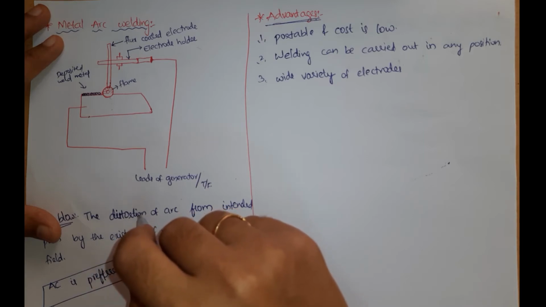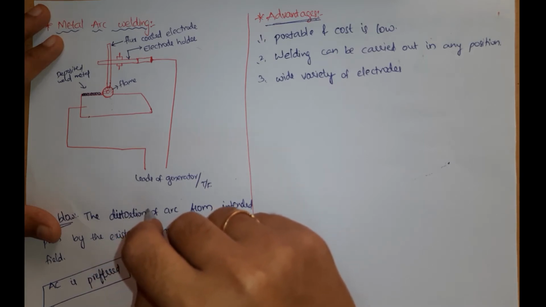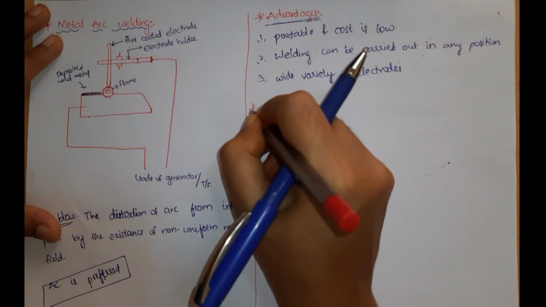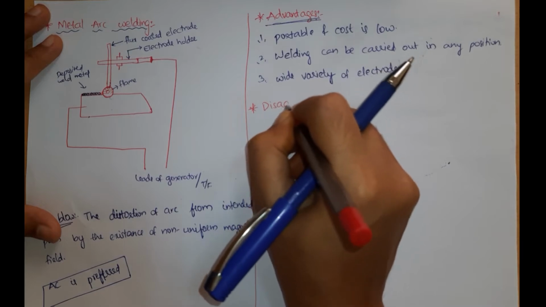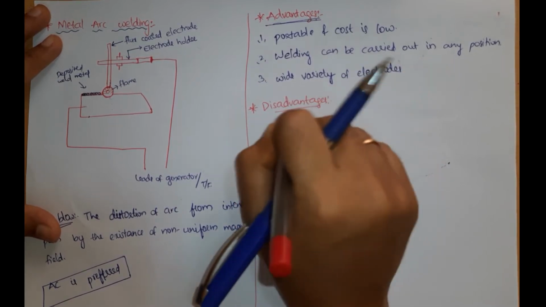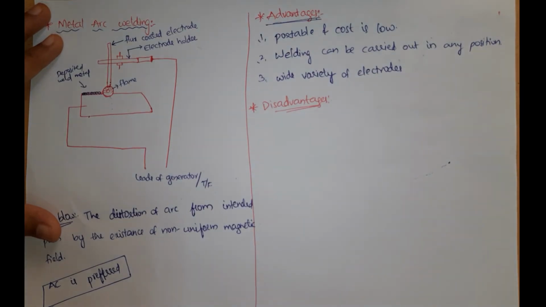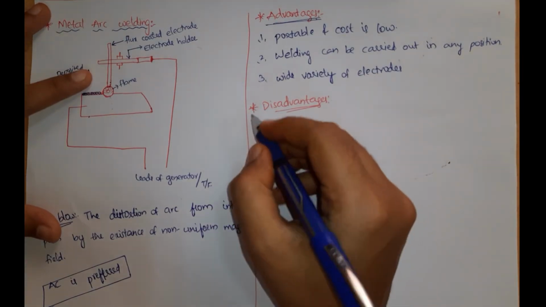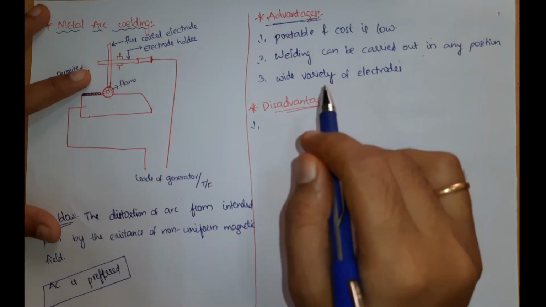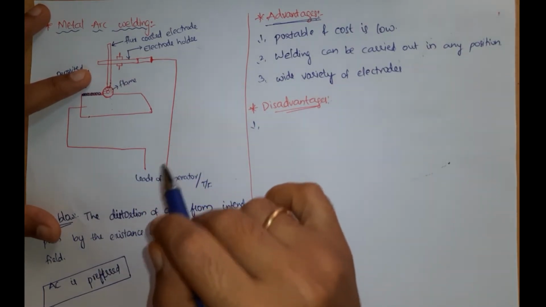So all these are advantages of metal arc welding. Now let us discuss the disadvantages. Coming to the disadvantages, we know that the electrode is made up of the metal to be welded. We have discussed this as an advantage, but the same thing comes as a disadvantage also.